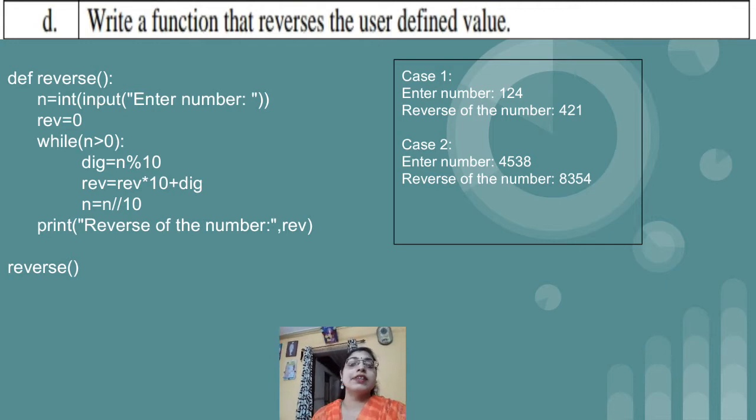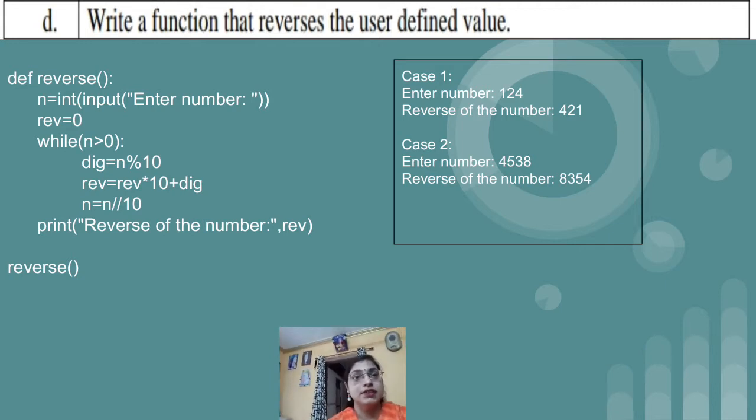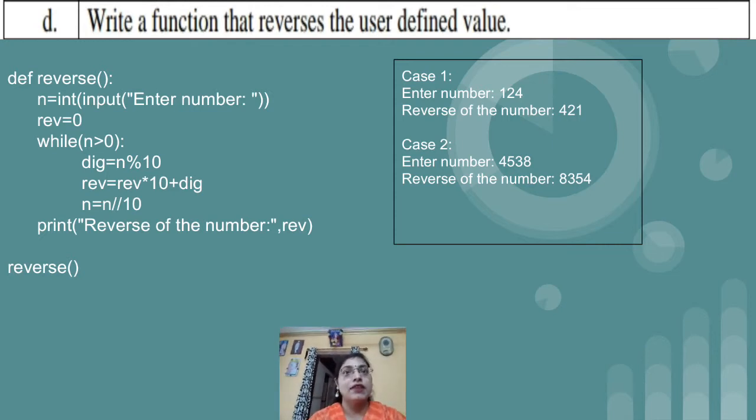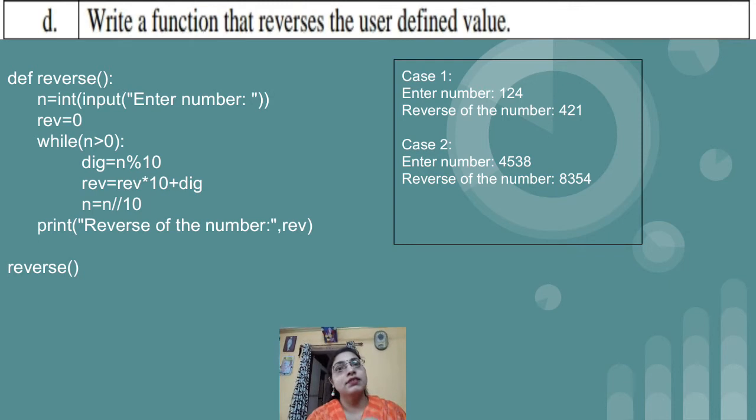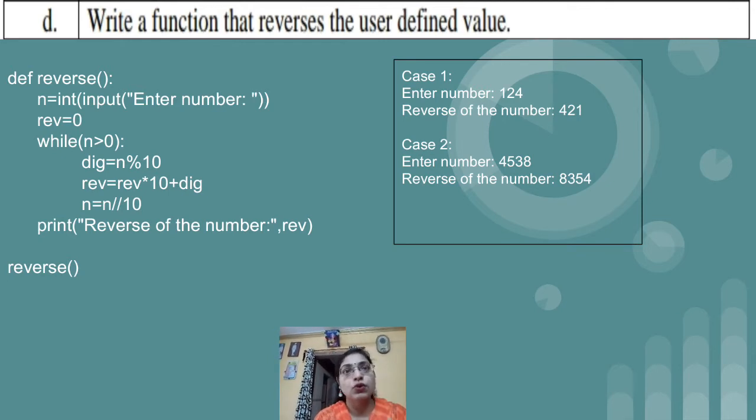Write a function that reverses the user-defined number. So we want to calculate the reverse number. For the same I have written the program, that is how to create a function in Python. We have to write the def keyword. After the def keyword, write the name of the function and then round brackets and a colon. Within that goes whatever code we want to display.